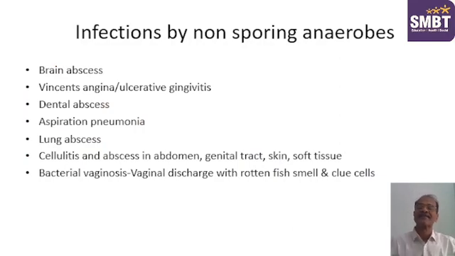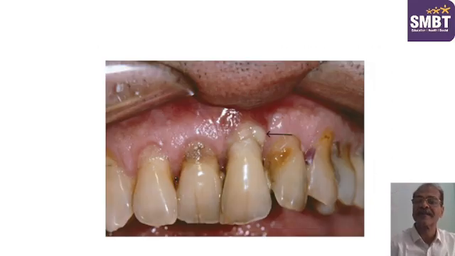What are the common infections caused by non-sporing anaerobes? They can cause brain abscesses. In the oral cavity, they can cause Vincent's angina, which is a cellulitis kind of oral cavity, subcutaneous or submucosal infection. They can also cause ulcerative gingivitis and dental abscesses in multiple organs. Another common infection is aspiration pneumonia by non-sporing anaerobes.